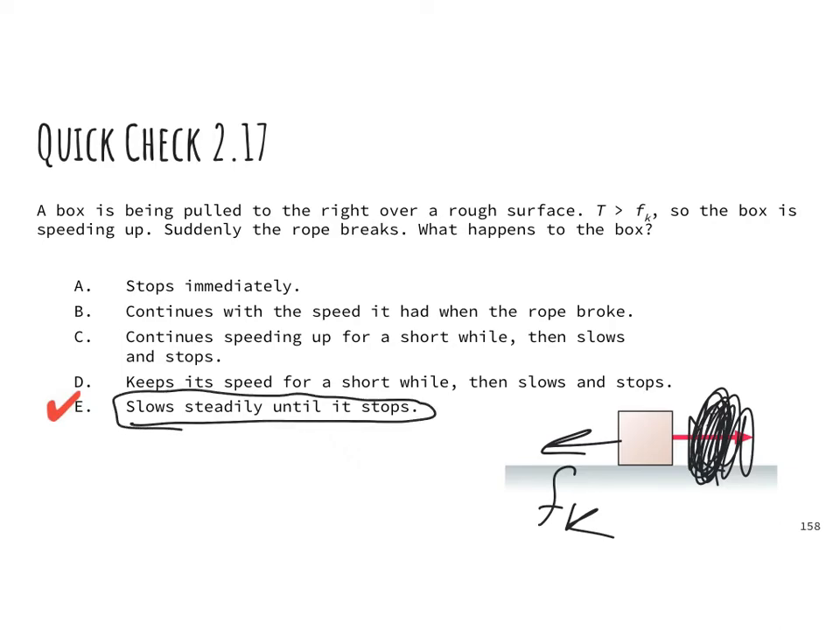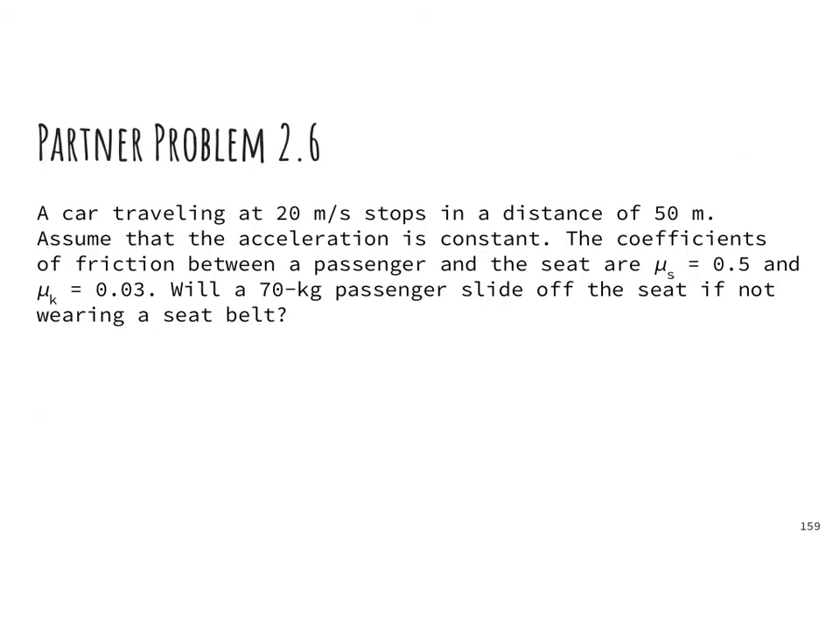Okay, so it doesn't keep its speed for a while. As soon as I lose that tension force, it's done accelerating. It's done getting that force driving it to the right. So it's instantly going to start slowing down. It won't stop immediately because it will take time to decelerate. Now, if you have a really high coefficient of friction, that'll lead to a really high deceleration, but it doesn't stop instantly.